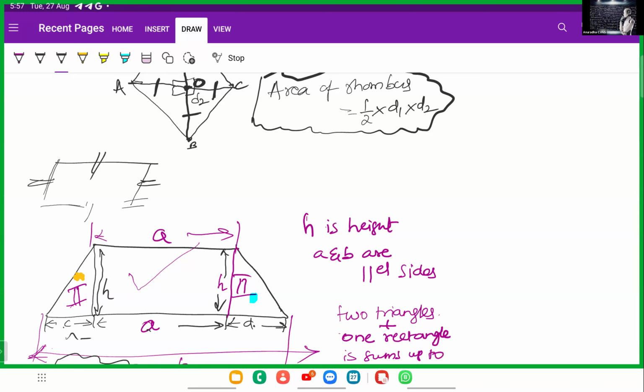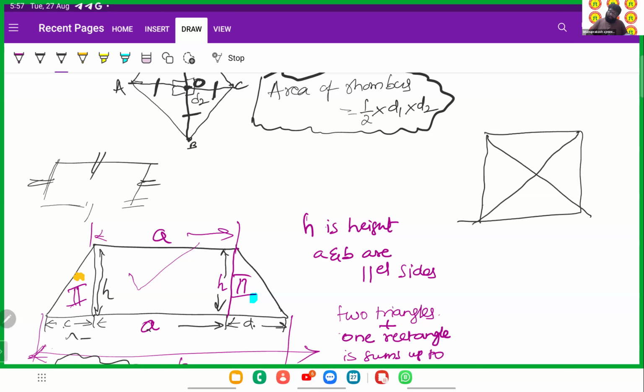Sir, like in a square also the diagonals are perpendicular, no, sir, like 90 degrees. Then what is the difference between square and rhombus, sir? Sides are perpendicular but not diagonal.